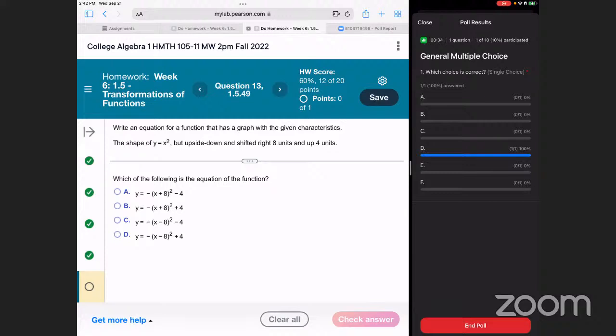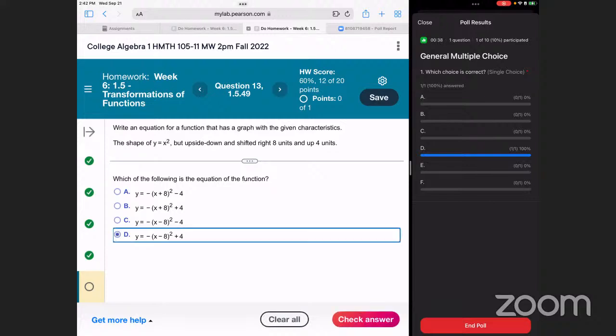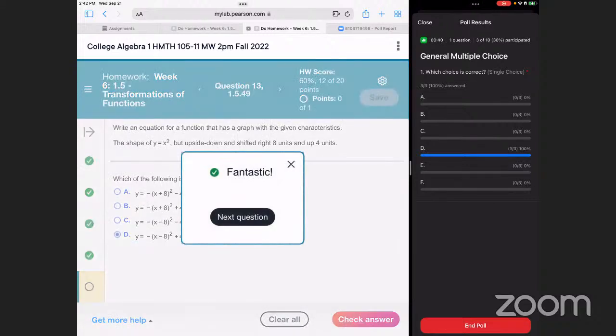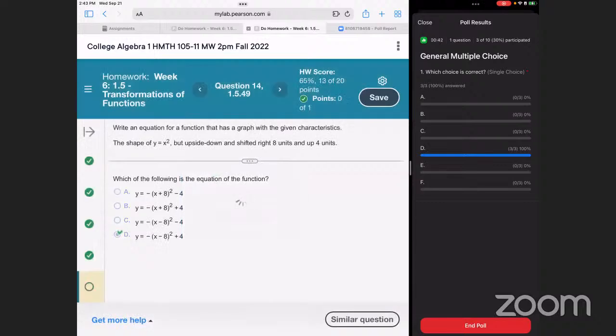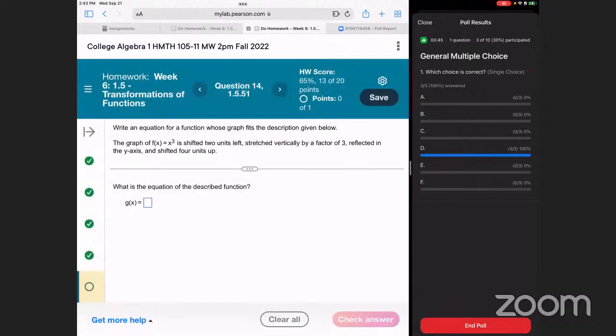Okay, let's see. Up 4, right 8. It looks good. Let's go with it, just for the sake of time, because we're about out of time. Okay, that looks good. We got time for at least one more.